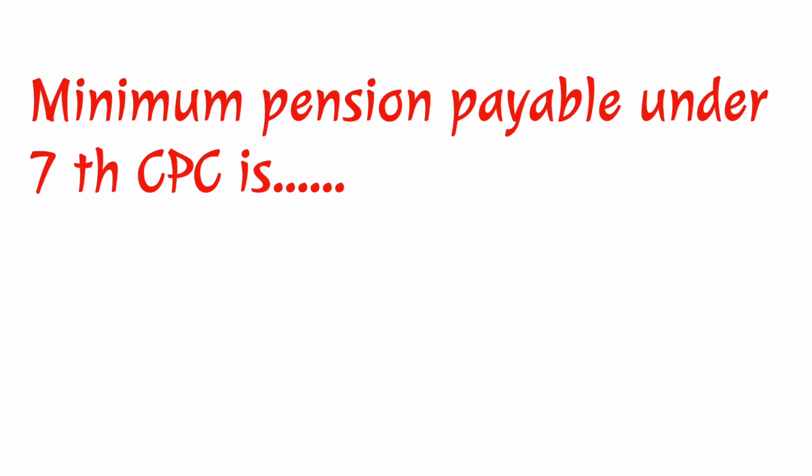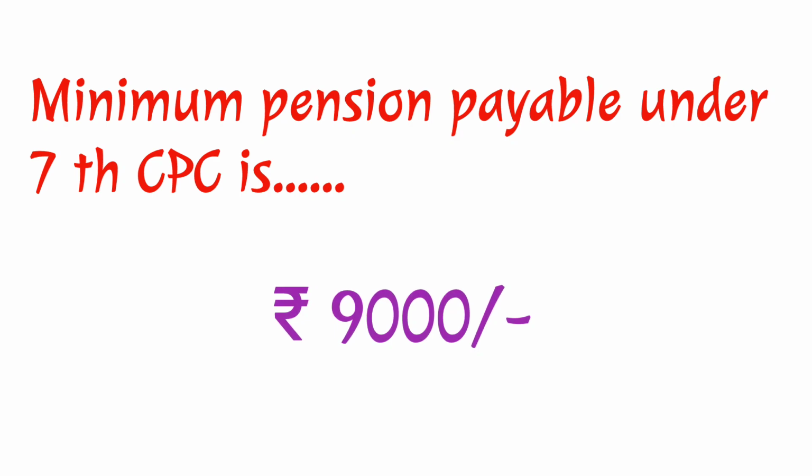Minimum pension payable under 7th CPC is a very important question, and I am frequently loading this question. The minimum pension payable under the 7th Pay Commission is rupees 9,000.